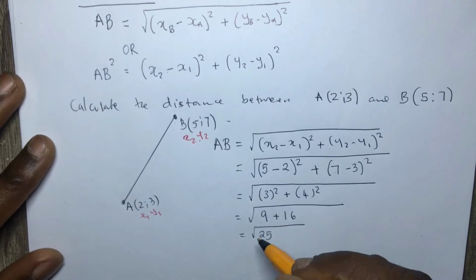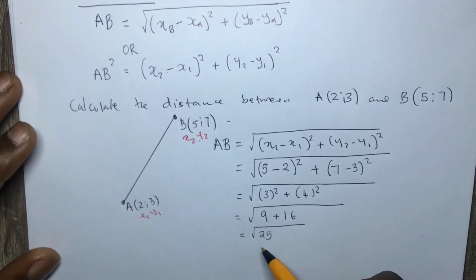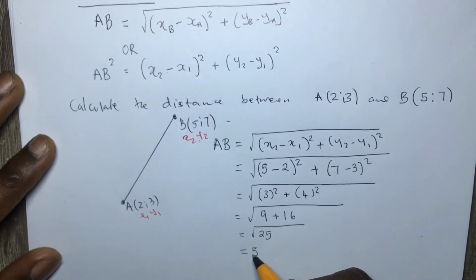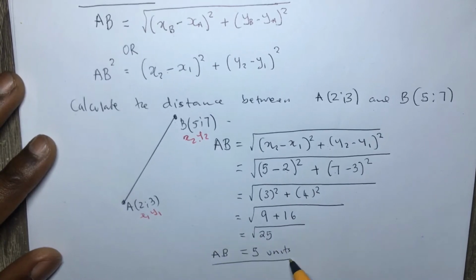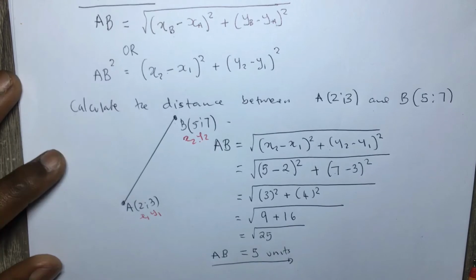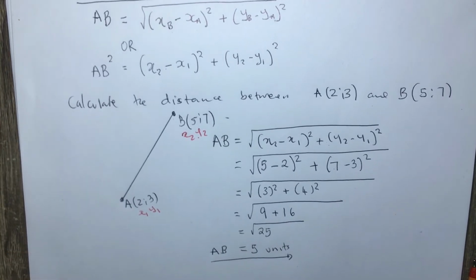And then you go to your calculator, you find the square root of 25, and you're gonna get 5 units. So the distance between A and B is actually 5 units. I hope you get it. Very, very basic. This is how you're gonna use the formula.